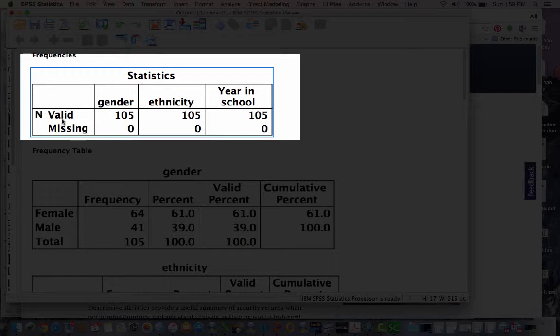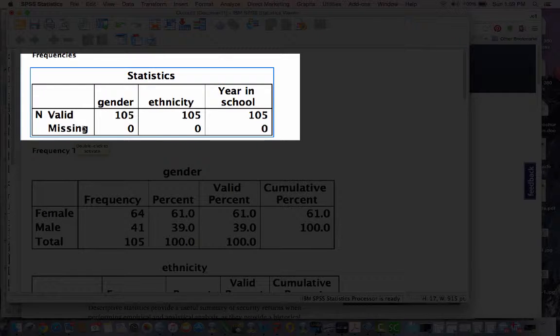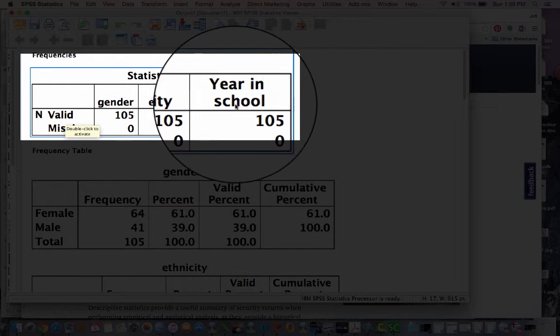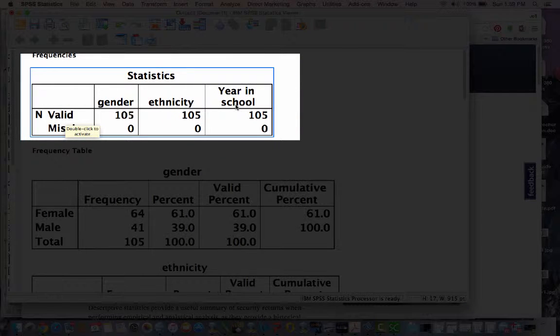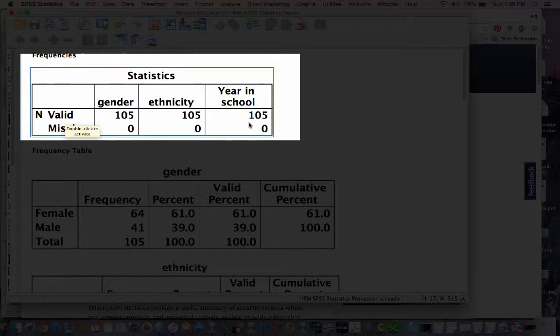In this box you'll see N, the valid, and missing. Missing generally will be 0 unless you have a data set where somebody didn't answer a question, then it will show 1, 2, 3, however many didn't put an answer in there. In this one, these are valid variables, which are gender, ethnicity, and year in school. And this is a very simple box that tells you that there were 105 students that reported. So basically N equals 105.